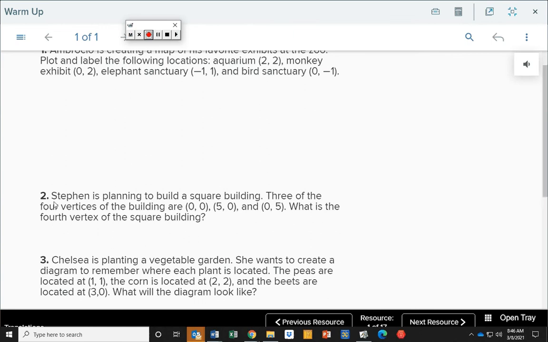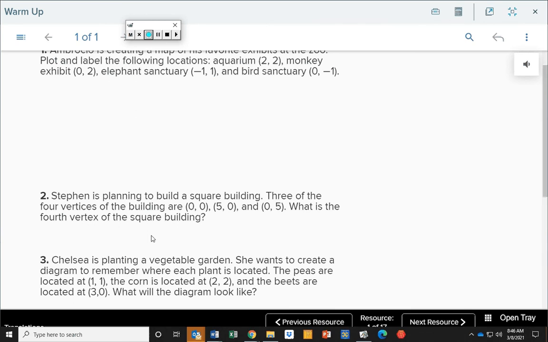Now, on number 2, if you were planning to build a square building, 3 of the 4 vertices of the building are 0, 0. Just to kind of envision this in your head. What is 0, 0? What is that also called? The origin. Good. So it's at 0, 0, over 5 up 0, over 0 up 5. Where do you think the 4th vertex of that building is going to be if it's going to be a square? Over 5 up 5.